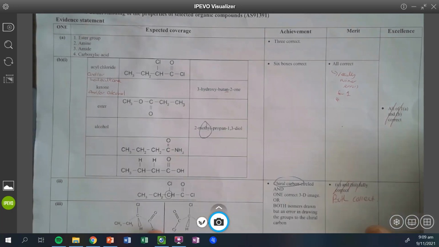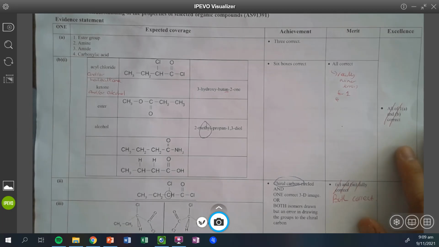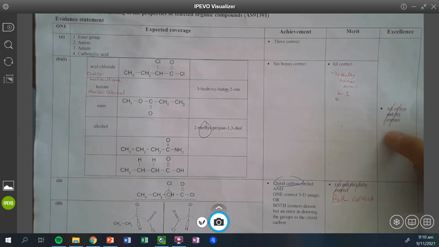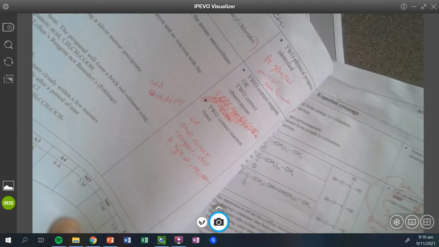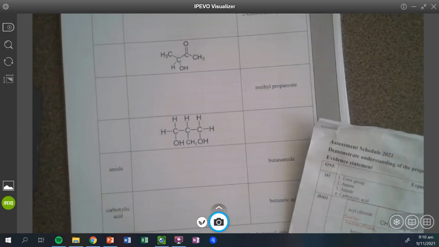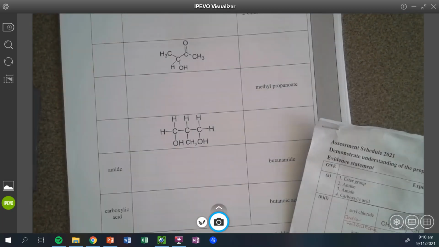I know originally it was an excellence, but looking at it, I didn't think that was a fair excellence because it was just naming and drawing and identifying, and that to me doesn't show deep surface level knowledge. So I removed it from there, but I did add another excellence point elsewhere in the question so you guys didn't lose out on an excellence. Does that make sense? Yep.